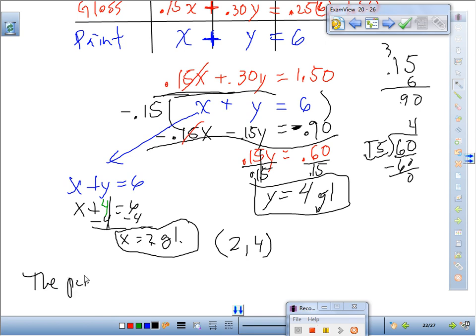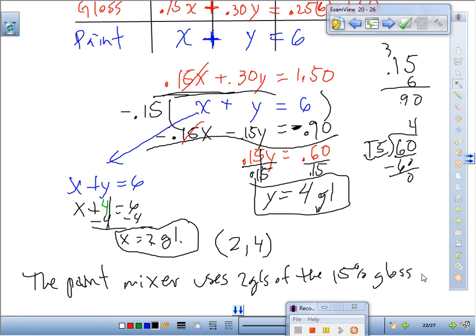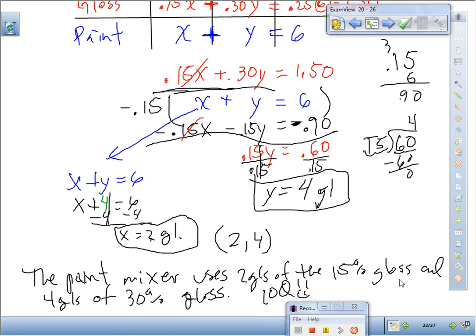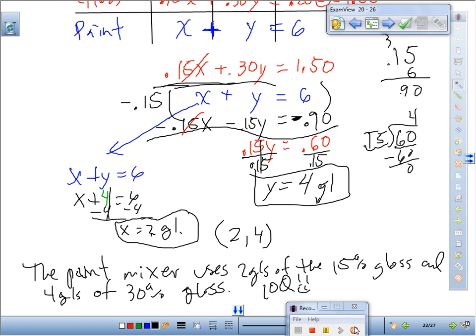It should read something like this. The paint mixer uses 2 gallons of the 15% gloss paint, either way, and 4 gallons, let's see, of the 30% gloss. Hands up if this one went a little bit better. Yes? Okay. Move on to the next one, 21.